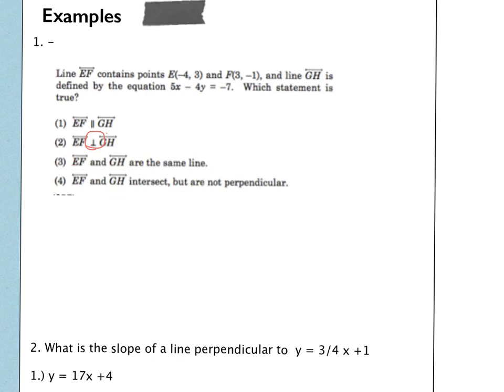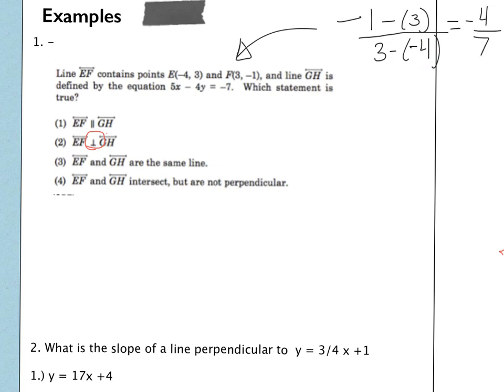So this question is really about slope. It's asking us, can we look at line EF, find its slope, look at line GH and find its slope, and compare the two? So first we need the slope of both lines. First thing I'm doing is finding the slope of EF. I'm taking my y sub 2 minus my y sub 1, over my x sub 2 minus my x sub 1, and that's going to give me m, which is my slope. My slope is negative 4 over 7, so that's the slope of line EF.